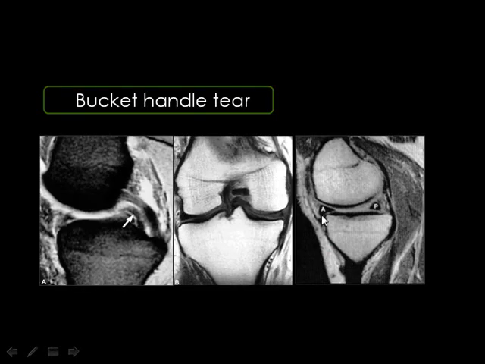This is the anterior horn and this is the posterior horn. The posterior horn is smaller than the anterior horn. Then go to the posterior cruciate ligament and you see another one. Then this is bucket handle tear.